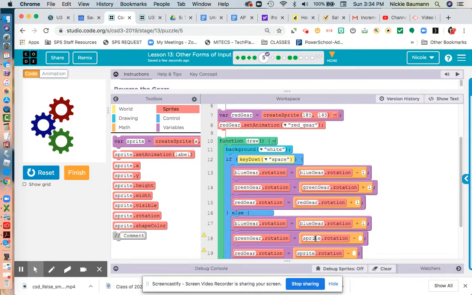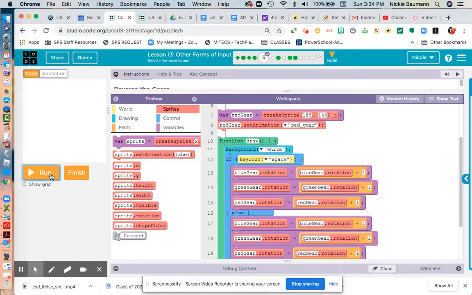And this is going to be green. Capital G here. And this is going to be red. And then these are both -1. Okay. All right, so I'm going to reset, run.